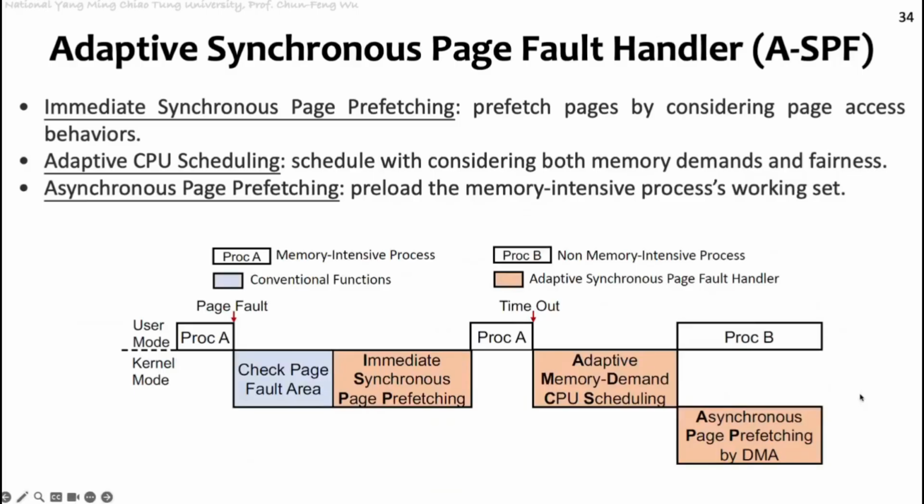Our solution is an adaptive synchronous page fault handler, and there are three main parts. The first is immediate synchronous page prefetching, which prefetches pages by considering page access behaviors. The second is adaptive CPU scheduling, where we slightly modify the CFS to support this kind of synchronous page fault scenario. And the last is asynchronous page prefetching.